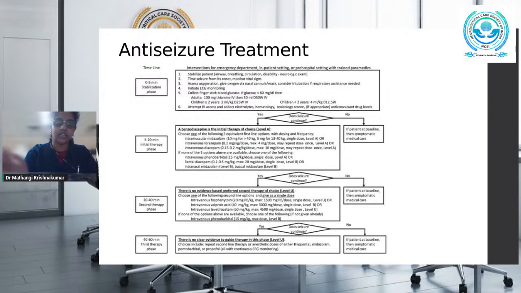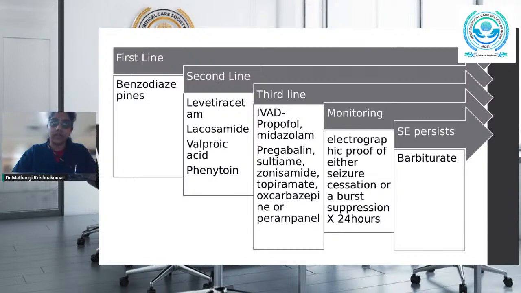As for the anti-seizure treatment, the protocol in this hospital was a stepwise approach for treatment of epilepsy. The first line was benzodiazepine, second line was levetiracetam, lacosamide, valproic acid or phenytoin. The third line was intravenous anesthetic agents, propofol or midazolam. Apart from that, non-sedating anti-epileptic drugs like pregabalin, zonisamide, topiramate or perampanel were used, and the monitoring was continued until either there was cessation of seizure or a burst suppression for 24 hours. If the seizure persisted, then barbiturate therapy was used. So this was the protocol used for seizure control in this particular study.